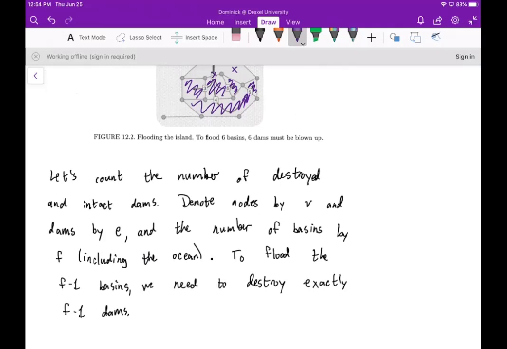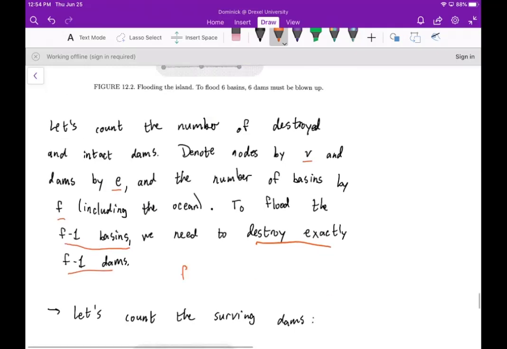Now, in the general case, let's denote the nodes by V and the dams by E and the number of basins by F, including the ocean. So we want to flood the F-1 basins, right? And we saw that to do this, we needed to destroy exactly F-1 dams, right? Or in this case, F-1 edges.